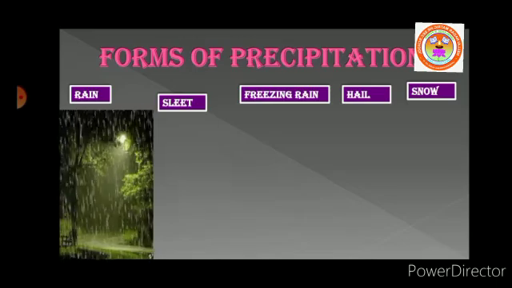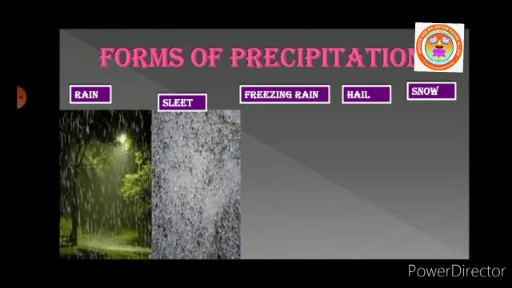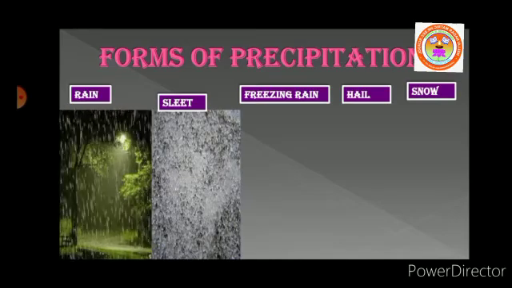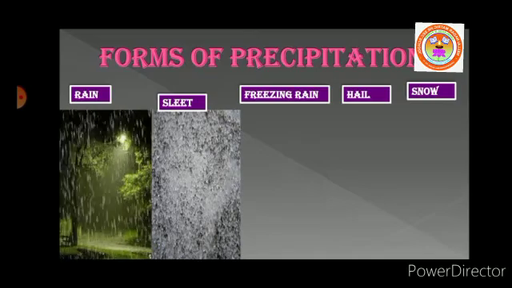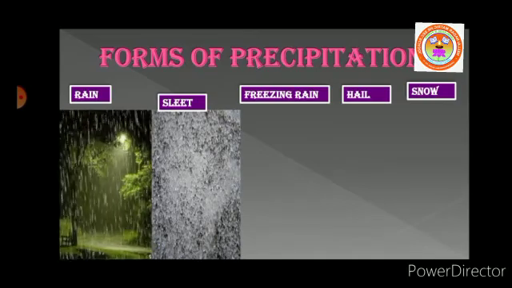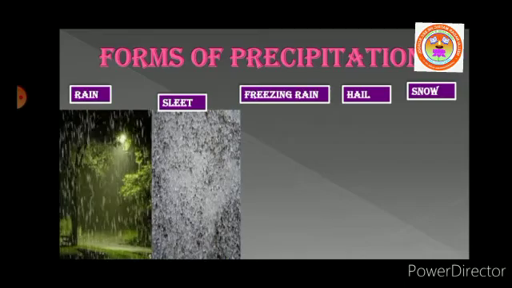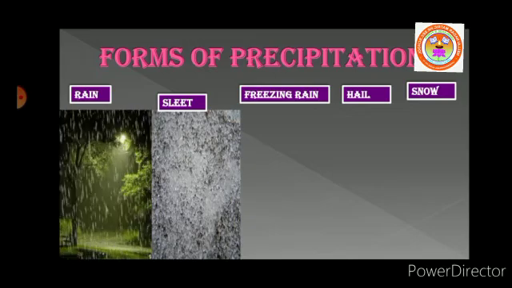Next, let us see sleet. The precipitation which takes place in the form of a mixture of water droplets and tiny particles of ice is known as sleet. Sometimes raindrops fall through the layer of air below 0 degrees Celsius, the freezing point of water.